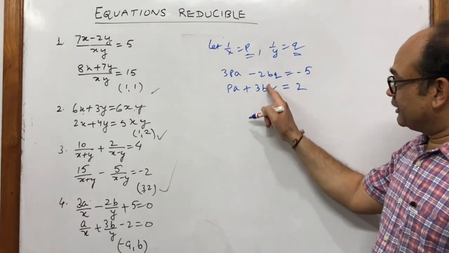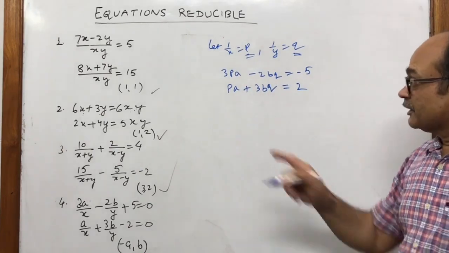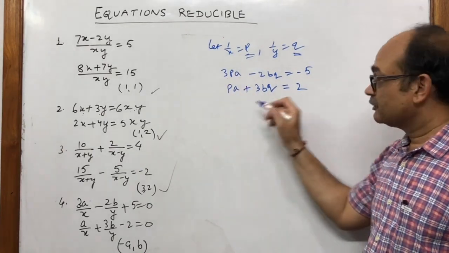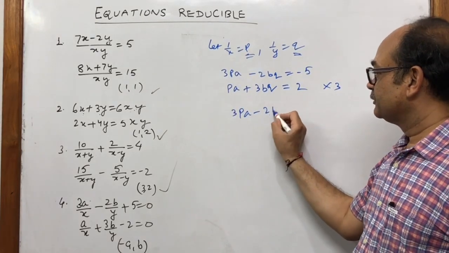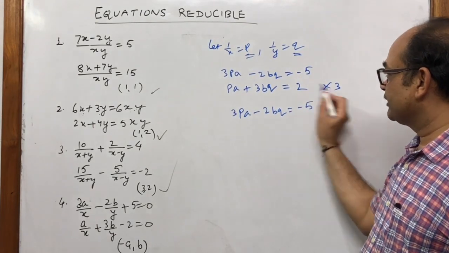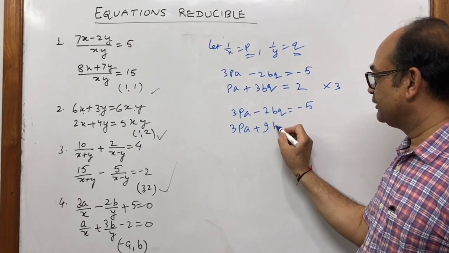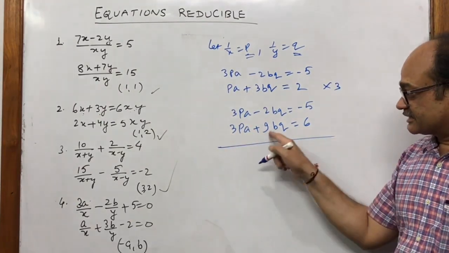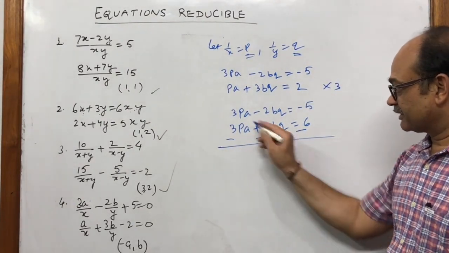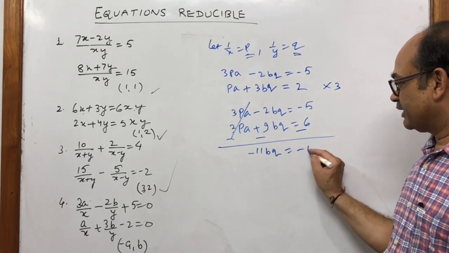We want to make P and Q equal. Either this one or this one. Here it is 3PA. Here it is PA. So if you multiply this one by 3, what we are getting? 3PA plus 9BQ equals to 6. 3 से multiply करो. When signs are same, you have to subtract. Minus 11BQ equals to minus 11.